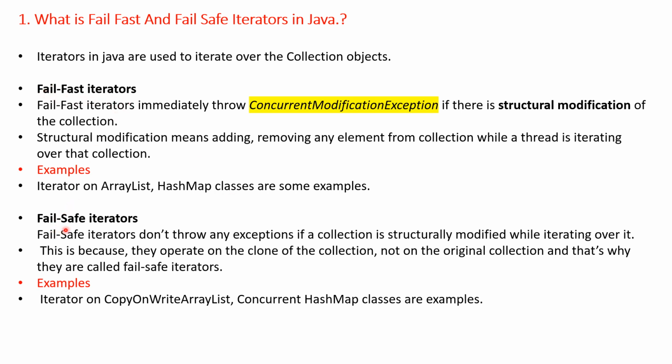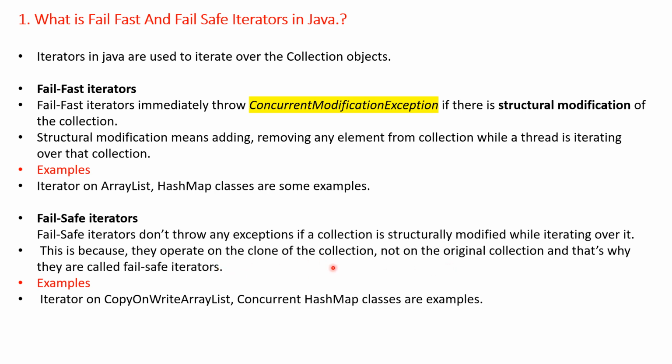And if we see the fail safe iterators, they don't throw any exceptions if a collection is structurally modified while iterating over it. This is because they operate on a clone of the collection, not on the original collection. So the opposite of fail fast iterators, fail-safe iterators will not throw any exception for us, even if we are structurally modifying the collection while iterating over it.